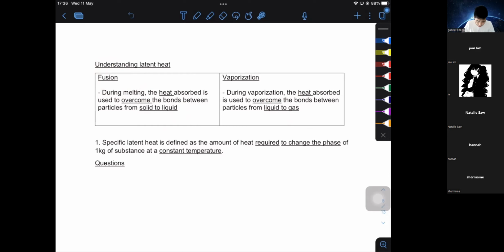So by definition, specific latent heat is defined as the amount of heat or energy required to change the phase of 1 kg of a substance at a constant temperature, or in other words, no change in temperature. Any way you want to structure it is fine, but make sure you include the words that there is no change in temperature, guys. Very, very important.